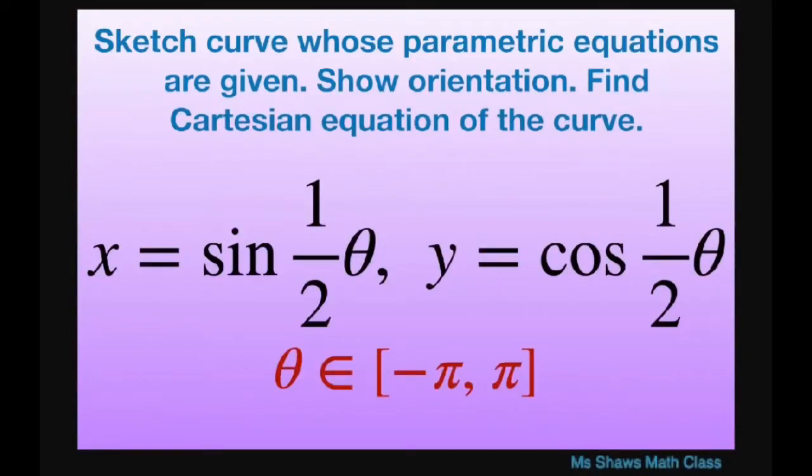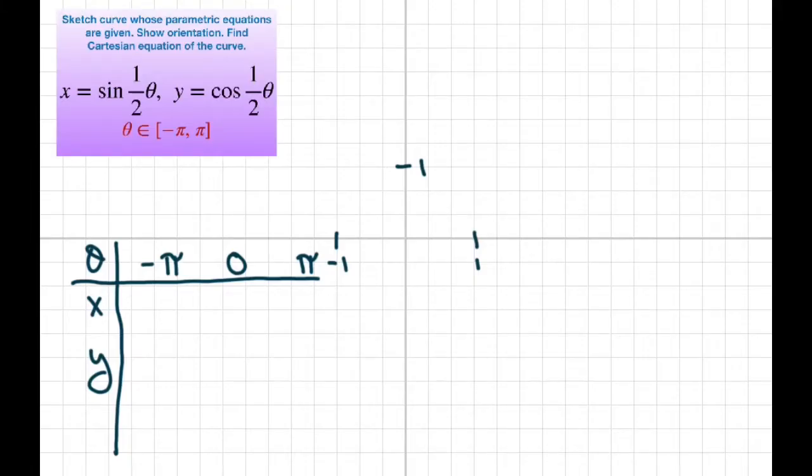Everyone, we're going to sketch the curve whose parametric equations are given, show the orientation, and find the Cartesian equation of the curve. So we're just going to sketch the curve. If our theta is negative pi, then for my x, I'm going to get sine of negative pi divided by 2, which equals negative 1. Cosine of negative pi divided by 2 is 0. So we're starting here. Now we could also do more values, but I think we can get the general sketch of it just using these three.